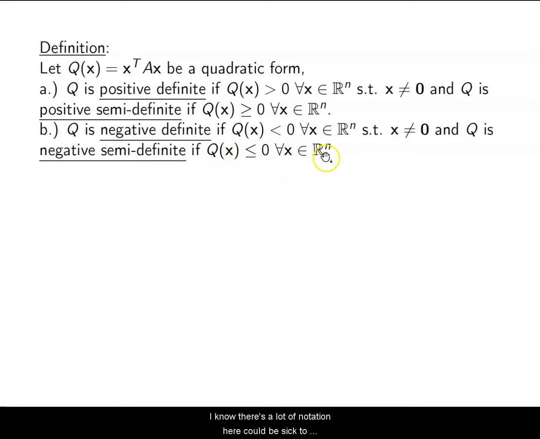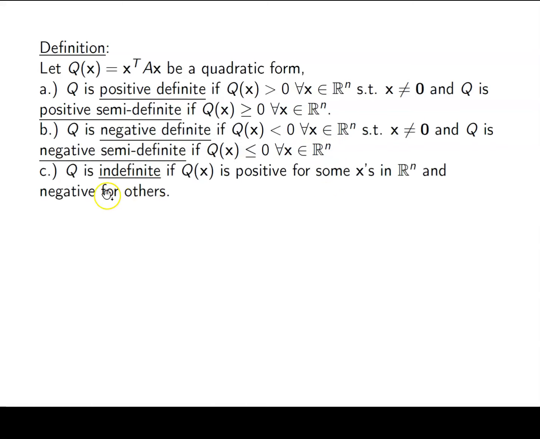I know there's a lot of notation here. It could be thick to read through, but it's actually very simple to understand. This upside down A, again, if you don't remember, means for every x inside of Rn, my n space. Q is indefinite if I'm sometimes positive and sometimes negative, okay? So positive definite just means you're always positive. Negative definite means you're always negative, okay? That's really what's important. So for some examples, we're not going to do actual examples, I'm just going to show you some graphs, okay?